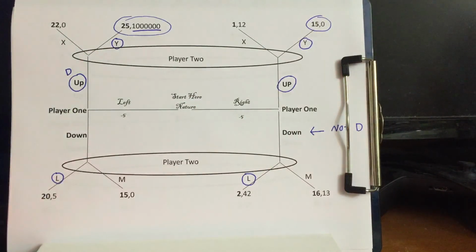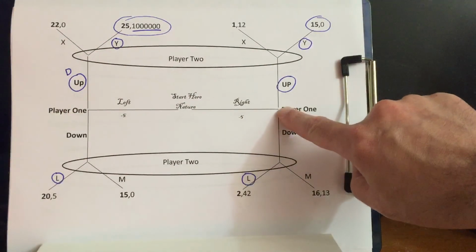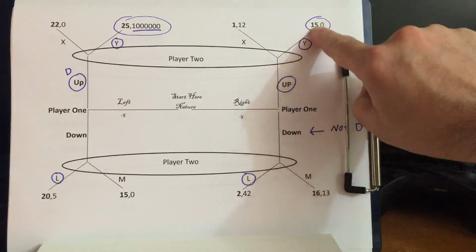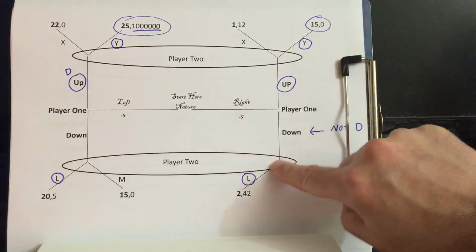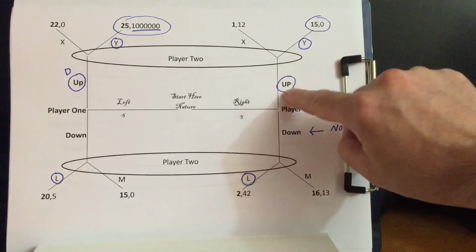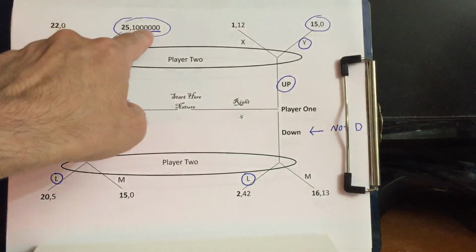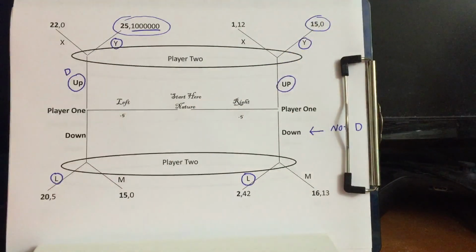So now the final thing to figure out is what should player 1 do if he is a righty? Well, if he goes up, he gets 15. If he goes down, he gets 2. He should play up. And so the parties will end up here half the time and here half the time.